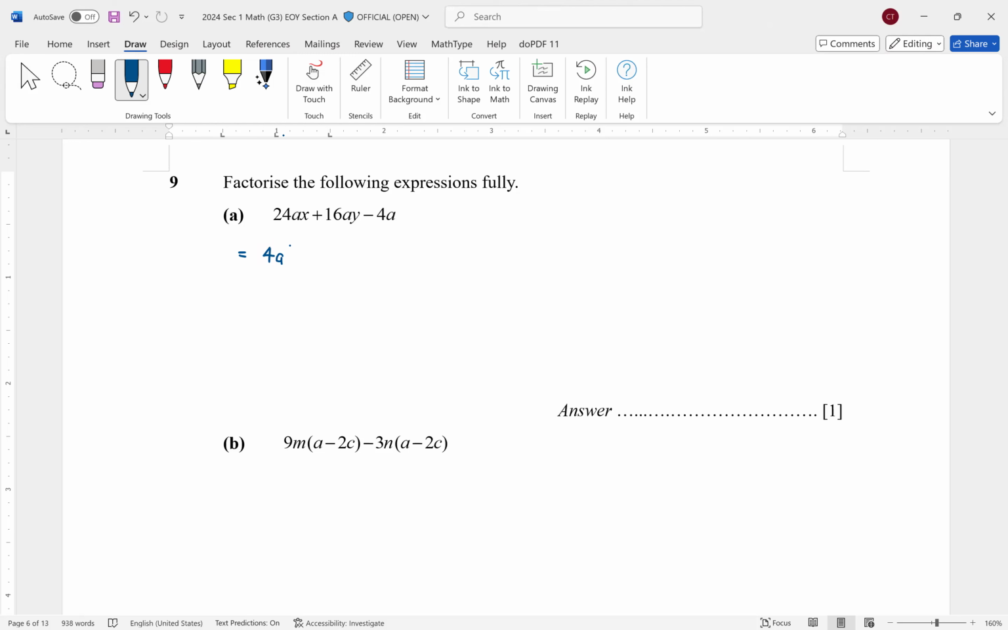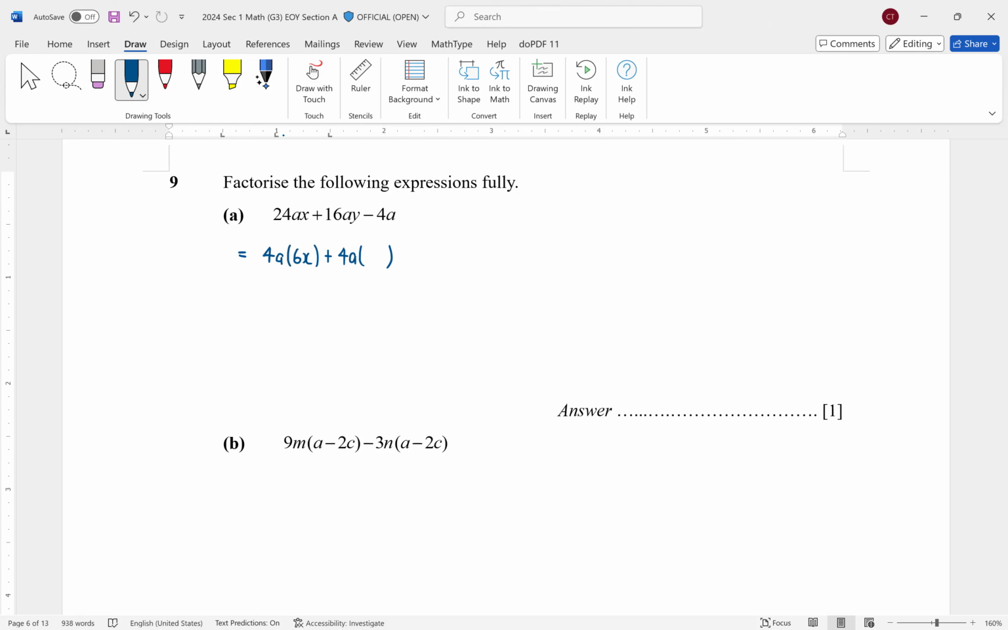Now you need to ask yourself one question: what times 4a will give me 24ax? What times 4 will give 24? Quite obviously it will be 6, and then x. So 4a times 6x will give me 24ax. So this will be the first term. Remember I've taken out 4a, the common factor for all three terms.